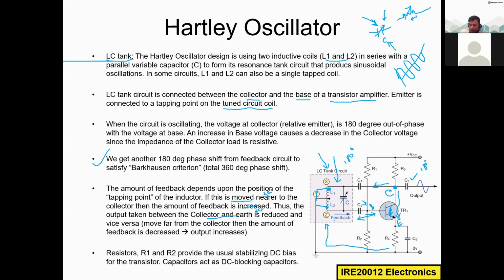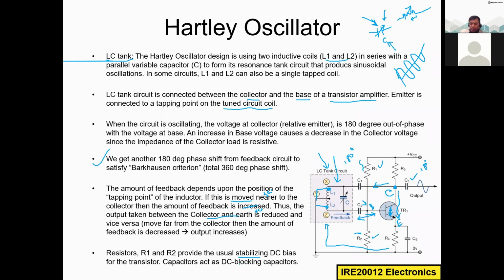Because of this natural operation, the base voltage will vary, and there will be open circuit or short circuit, and then the collector voltage will go to the positive peak, then the negative peak, and so on. That is the oscillation. Resistors R1 and R2 provide the usual DC bias, the biasing stability of the transistor. We must need R1 and R2.